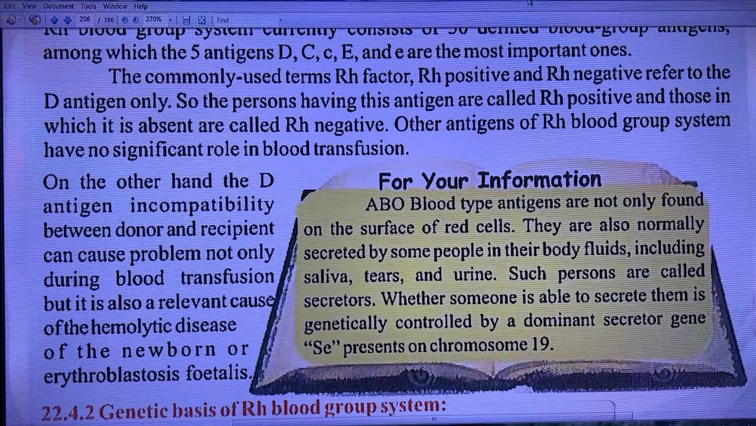ABO blood type antigens are not only found on the surface of red blood cells, they are also normally secreted by some people in their body fluids, including saliva, tears, and urine. Such persons are called secretors. Whether someone is able to secrete them is genetically controlled by the dominant secretor gene SE present on chromosome number 19.